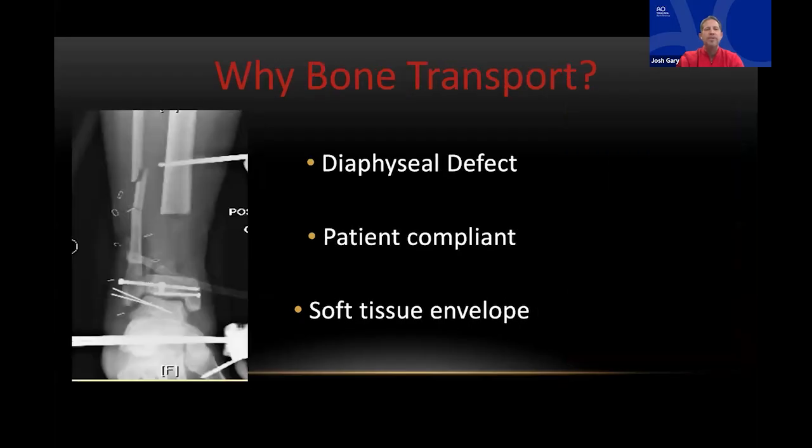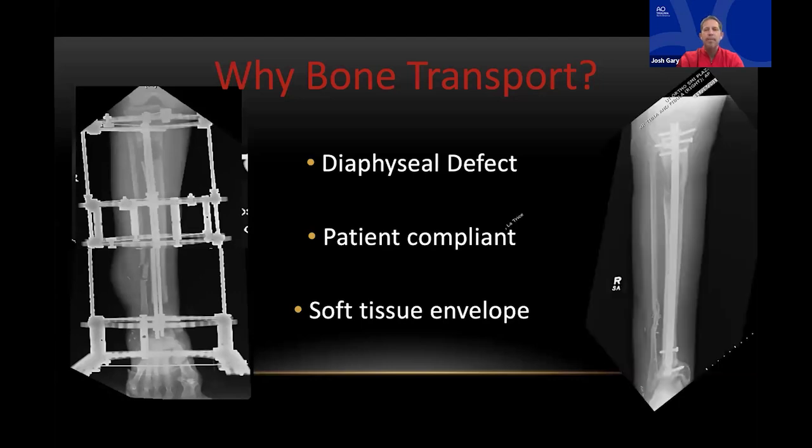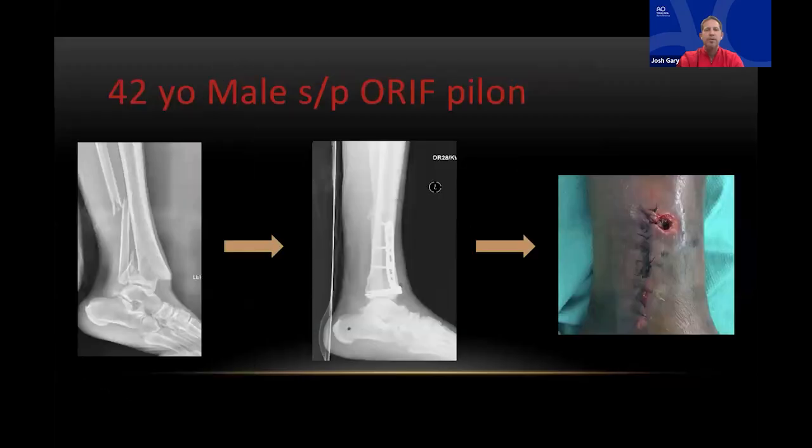Why bone transport? You have a diaphyseal defect. You've got a patient that can handle what a bone transport will do. When you meet these patients, this will usually be several surgeries, many, many months, if not years of their life with no guarantee. And you've got to have a good soft tissue envelope. Again, we talked about many different methods, but if you're transporting for a big defect like this, you're probably looking at least on the earliest end, if everything goes perfect, 6 months of treatment, more likely 1 to 2 years or 12 to 18 months. And you can see here the result.